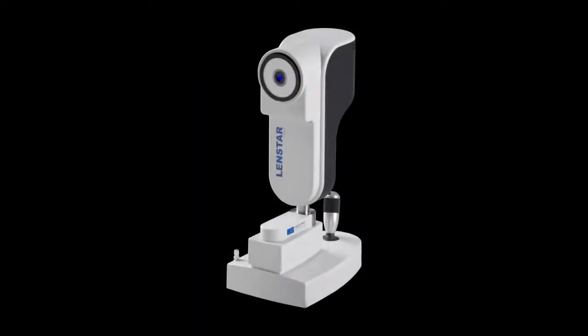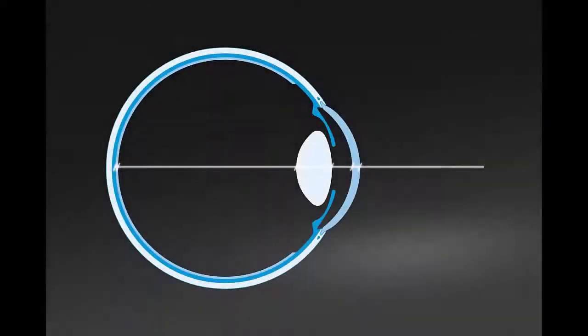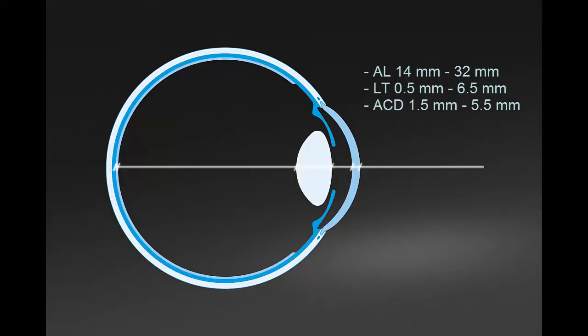Five sequential scans during the capture process are recommended to obtain more data points. The measurement range for axial length is 14 to 32 mm. For lens thickness, 0.5 to 6.5 mm; ACD, 1.5 to 5.5 mm; and for CCT, it's 300 to 800 microns.